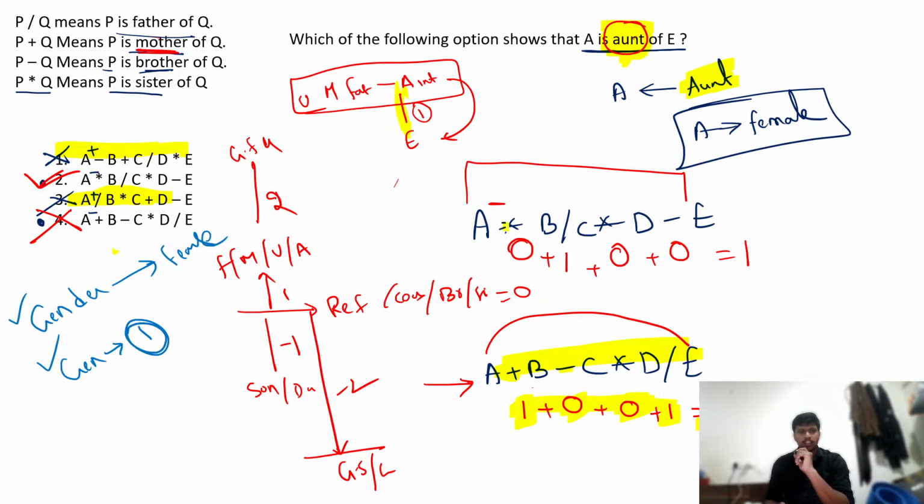Let's go to this one. Into means sister, by means father, into means sister, minus means brother. I want between A and E, so add all the numbers in between A and E. You are going to get 1. I want also 1, so there is also 1. So option B is my answer.